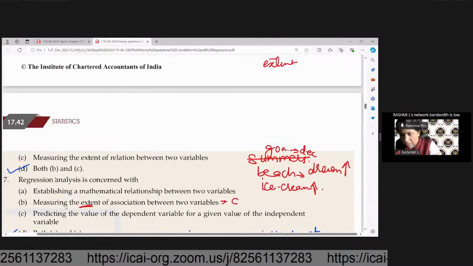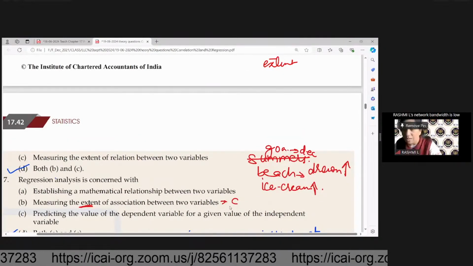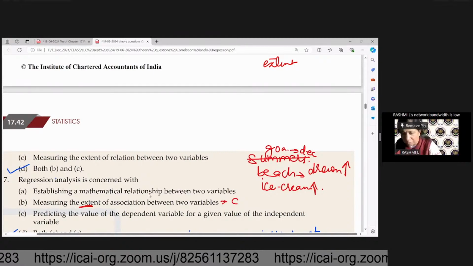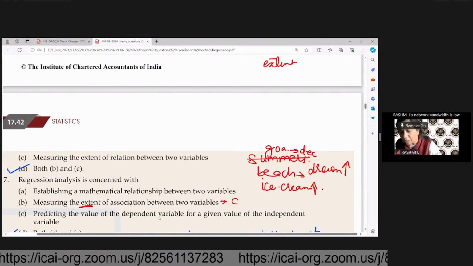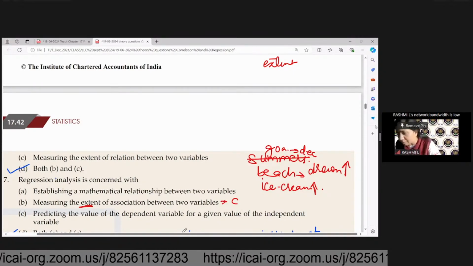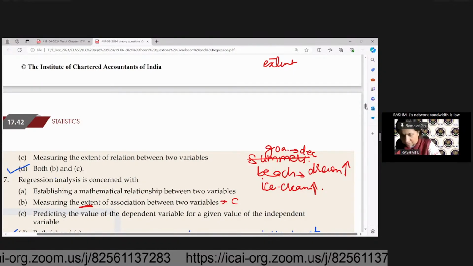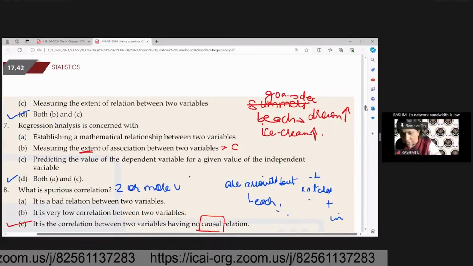Regression is concerned with measuring the extent of the association between two variables. That is your correlation. Establishing a mathematical relationship between two variables. Predicting the value of the dependent variable for a given value of independent variable. I think A and C. Yes, both A and C.